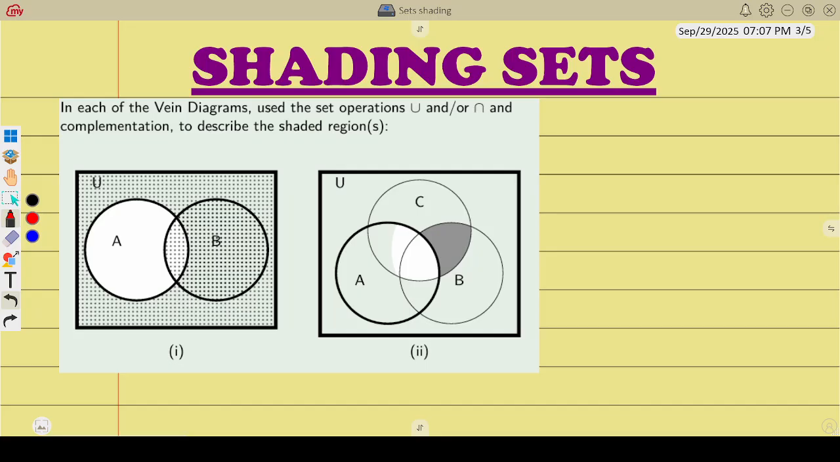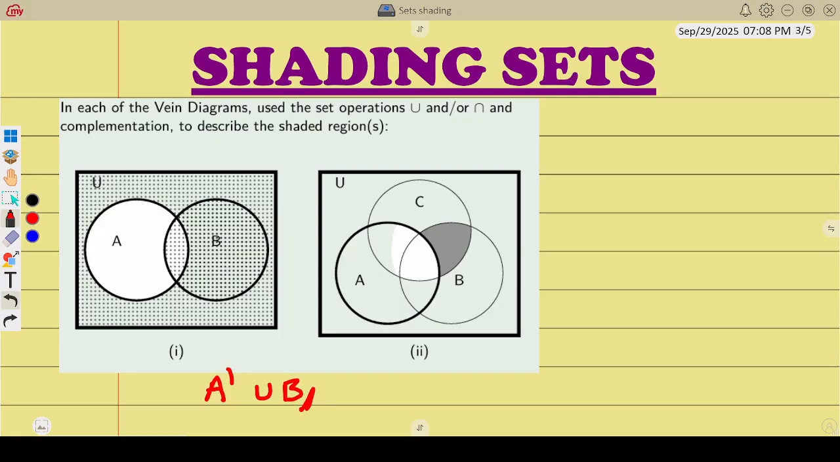You just have to observe the pattern. What can you see? You can see A is not shaded, so this is giving you a clue that it is A complement. A was not shaded, and then everything in B was shaded. So we say A complement union B. So what's outside of A, together with everything in B. So this is the final answer.